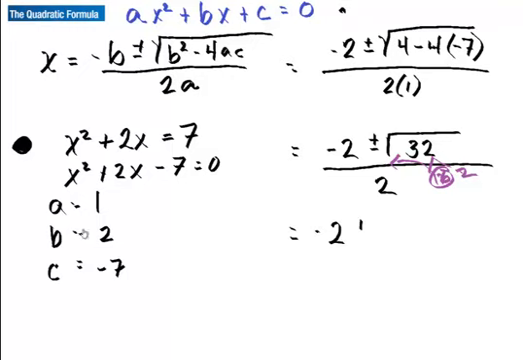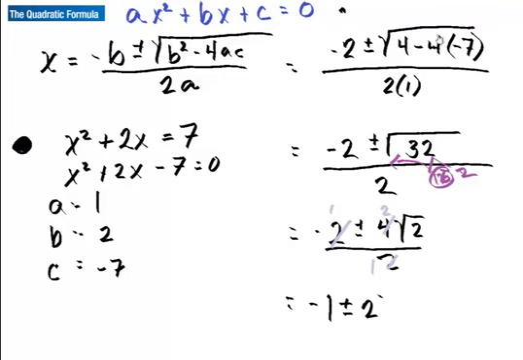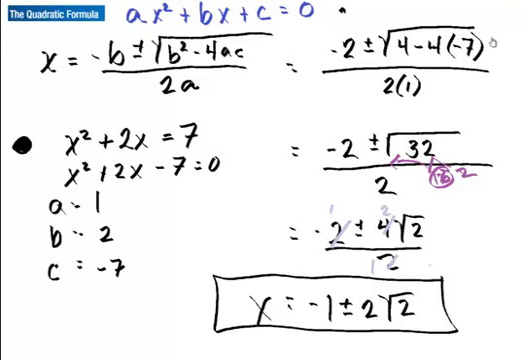Minus 2 plus or minus 4 under the square root of 2, all over 2. 2 will come out of each one of these terms here, and that's just a 1. And then this leaves me with minus 1 plus or minus 2 under the square root of 2. And these are my two answers for that one.